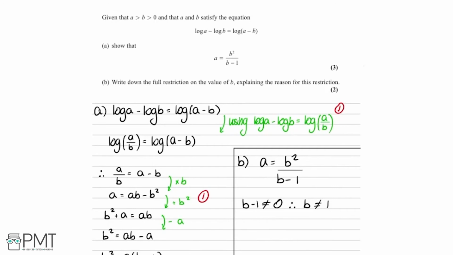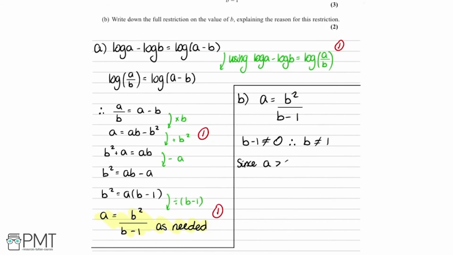It also says up here in the question that A is bigger than B, which is bigger than 0. So actually we could use that because we know what A is. A is defined as this. So since A is bigger than 0, we know that B squared over B minus 1 must be bigger than 0. The thing to notice is that we've got B squared on the numerator. And if you're squaring something, it's always going to be positive. So we know the numerator will always be positive. And since this whole fraction needs to be bigger than 0, we know therefore B minus 1 must be positive.